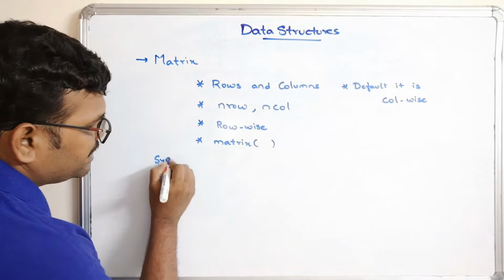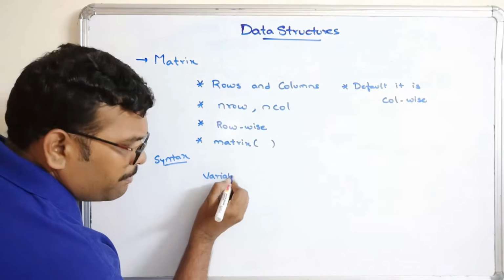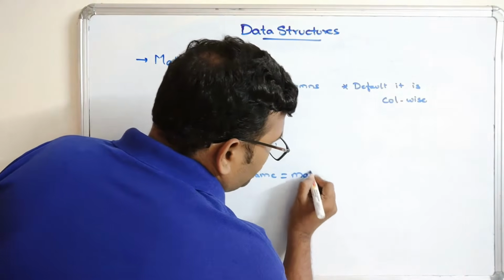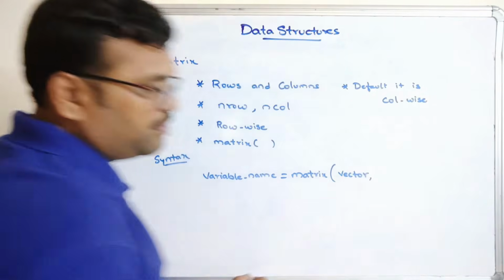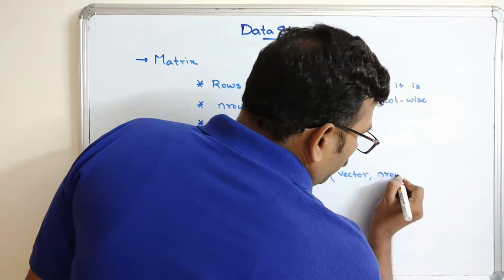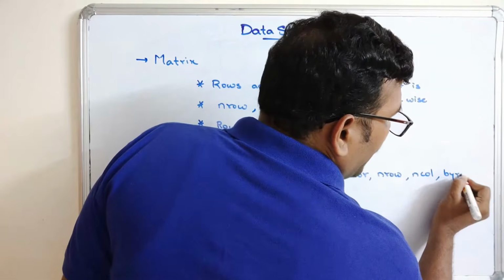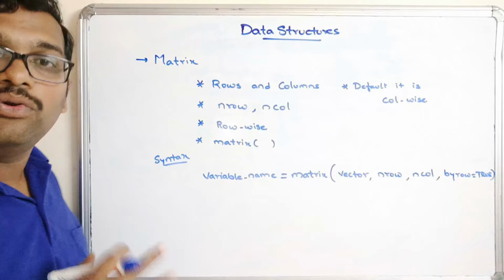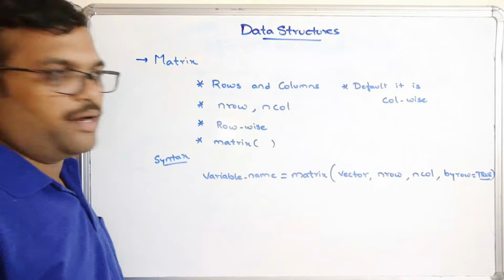Now I'll write the syntax here. So variable name or matrix name, we can write anything, is equal to, use the matrix function, write down the vector. So vector is nothing but data. So the complete data should be written as a vector here. Vector, n row, n column, and the third one by row is equal to true. By row is equal to true. So capital letters, right? Boolean data type, it's capital TRUE.